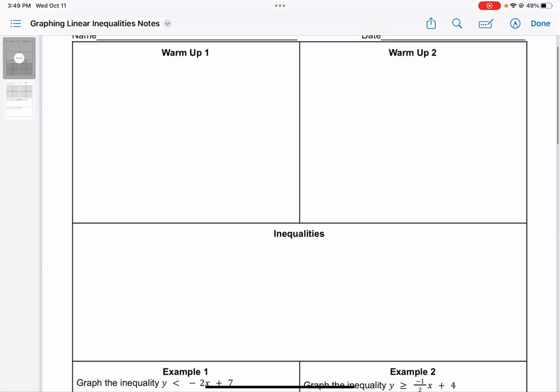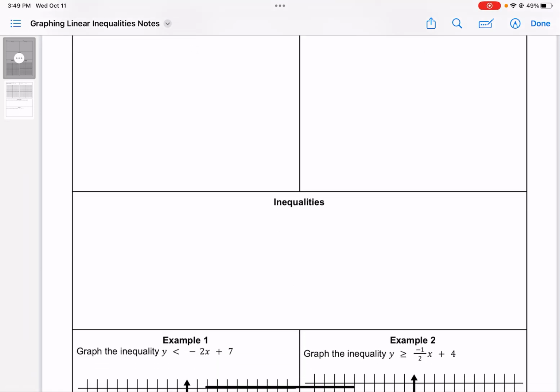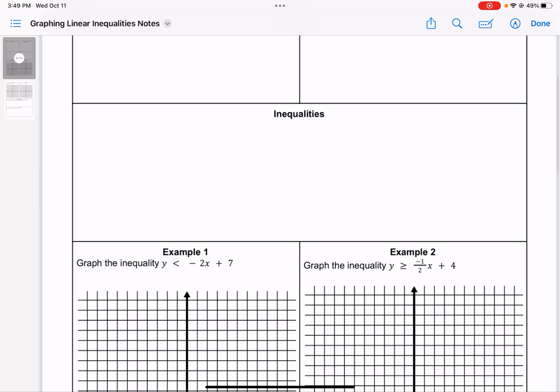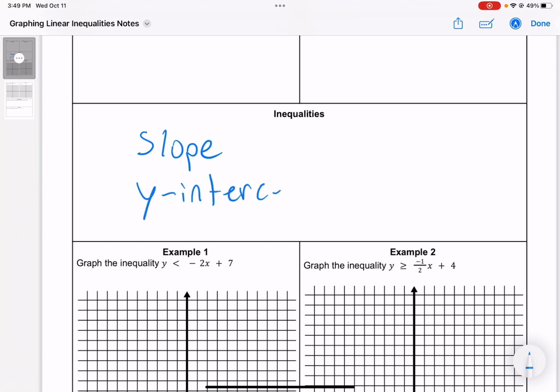All right, welcome to this video where our objective is that we're going to be able to graph linear inequalities. So these are still linear functions. Remember, linear functions always have a slope and a y-intercept. You know, sometimes we call the slope the constant rate of change because that's part of a linear function.